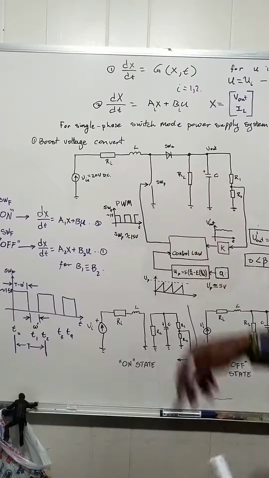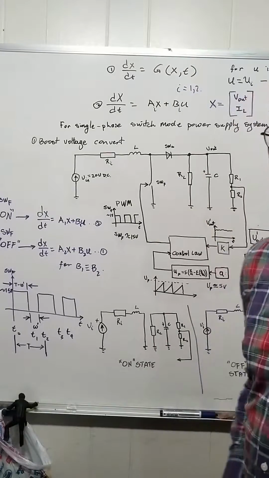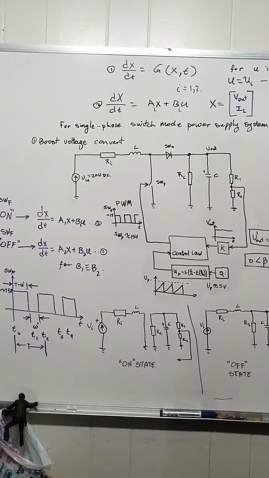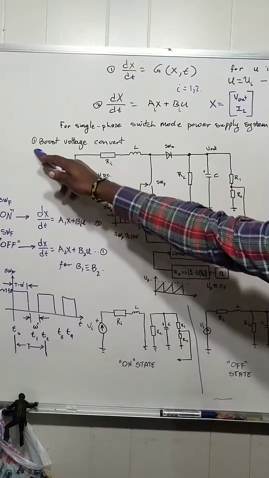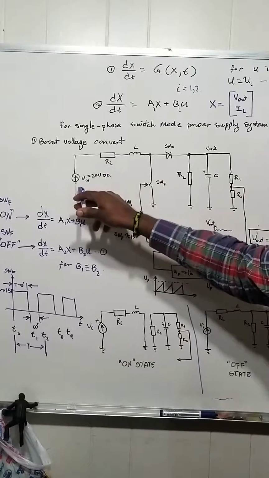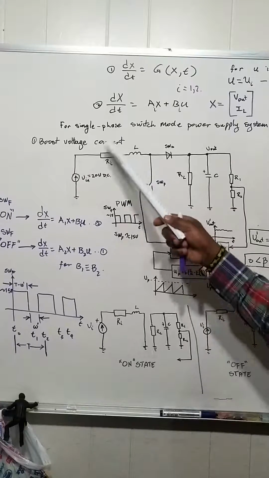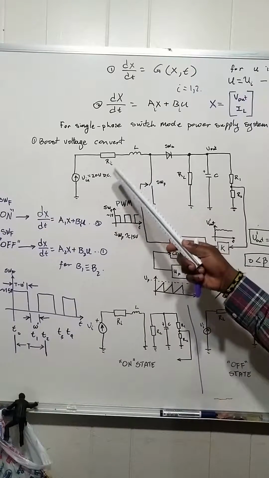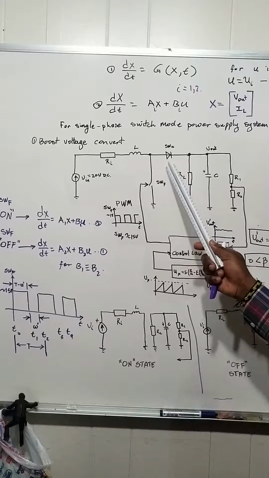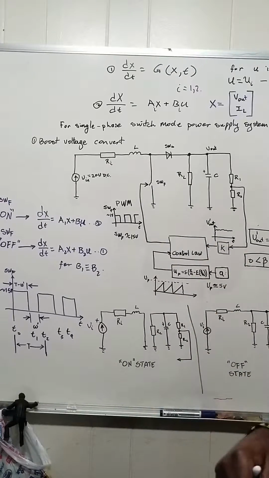This circuit is a continuous conduction mode circuit, not the discontinuous mode circuit at all. This one is the boost voltage converter. It has a supply voltage and an inductor, and this is the resistance of the inductor here. It's got a diode. This represents a transistor, which can be a fast switching MOSFET.